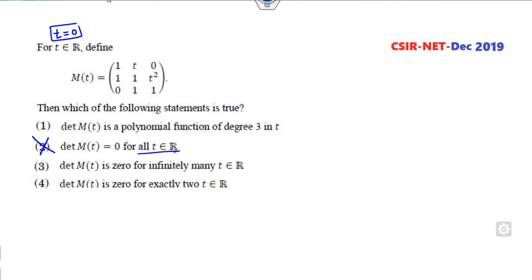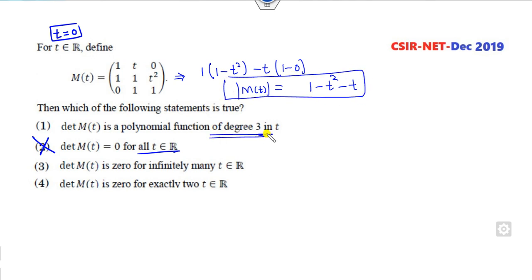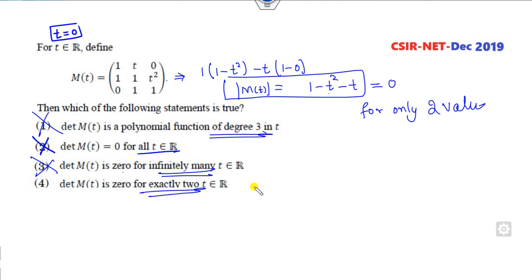Now, how can you expand it? I can open it: 1 minus t square, minus t times (1 minus 0), and 0. So what is that? This is 1 minus here. This is the determinant. Now look at the first option, a polynomial of degree 3. The determinant would be 0 for infinitely many t, but this will be 0 for only two values because it's a quadratic. So this option is cancelled. Exactly 2 values is the right answer of this problem.